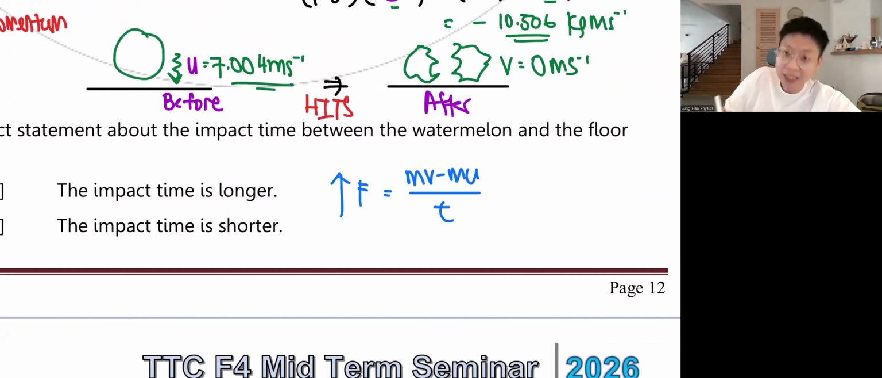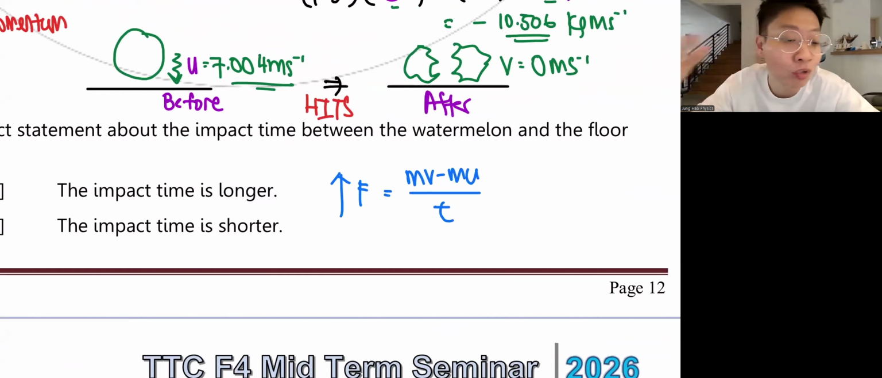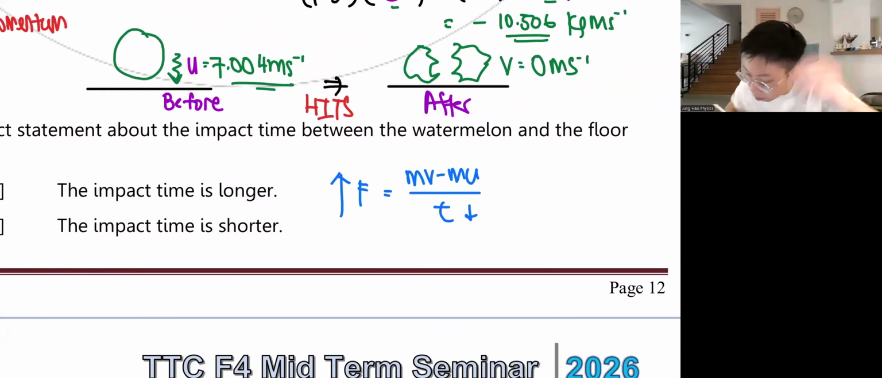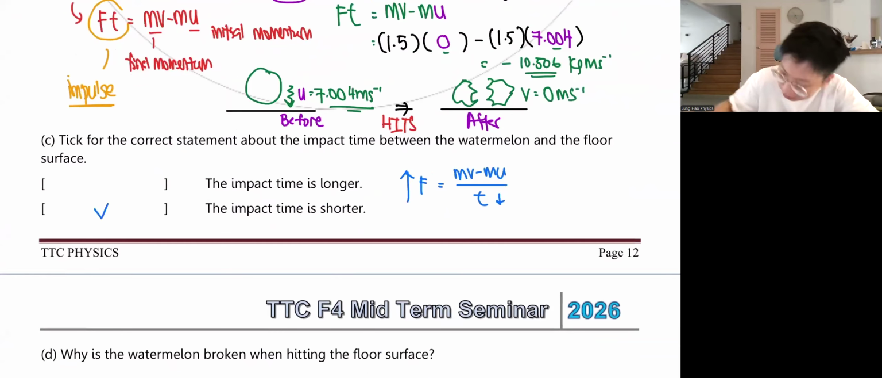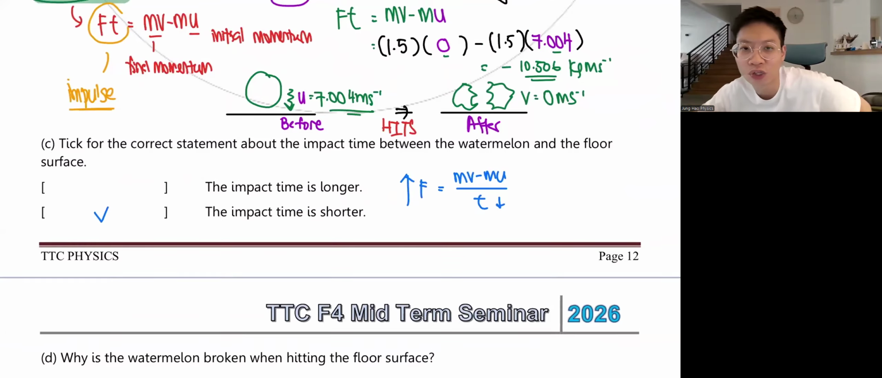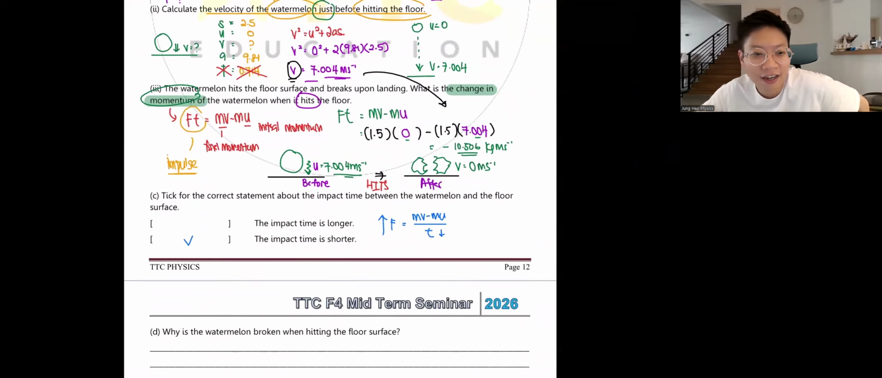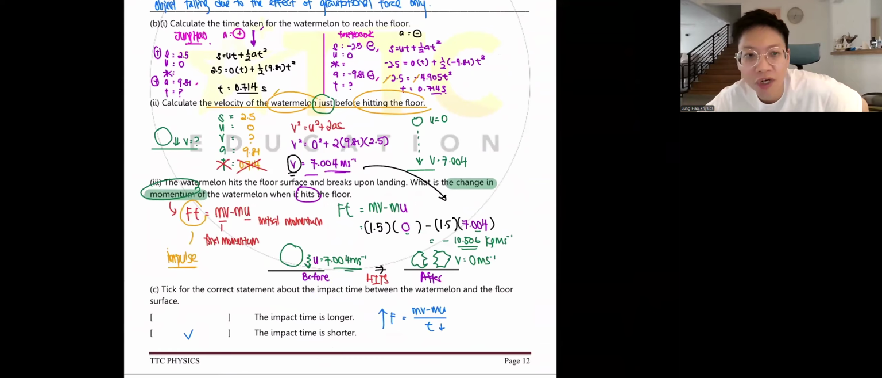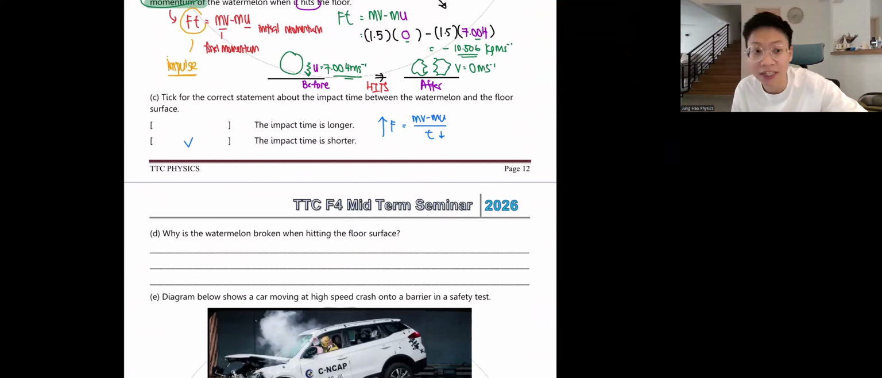Now, if it pecah, it means the force is too big, too strong, too large. So that means that if I get the bigger F, my denominator t will be smaller. Therefore, the time of impact is shorter. Okay, all right. So this is how a structured question will look like. Maybe they'll call you to do a bit of explanation also lah.